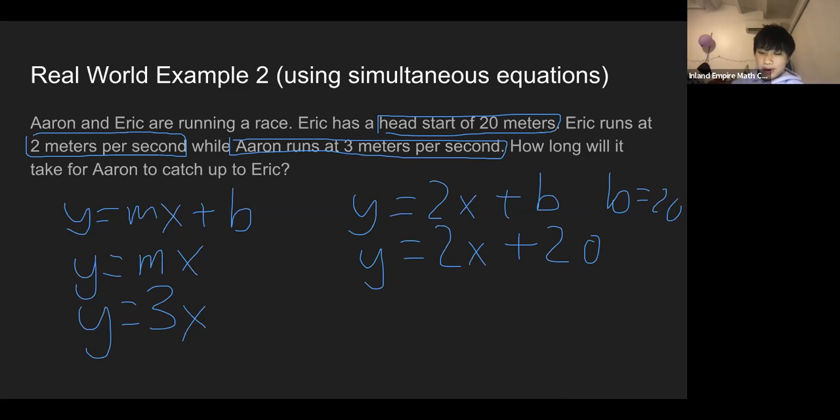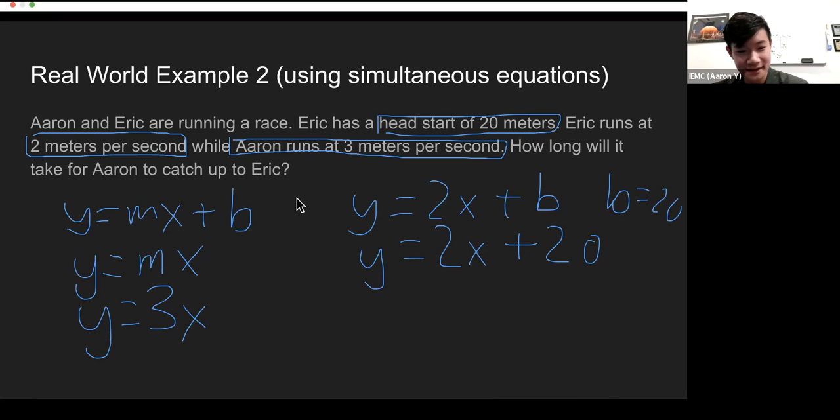Then all we need to do is graph these. And you might be wondering how graphing is going to help us find when Aaron is going to catch up to Eric. Well, with graphing, the point at which these two lines intersect corresponds to the only y and x values that satisfy both of these equations. So let's have a look at that with the graphing calculator.